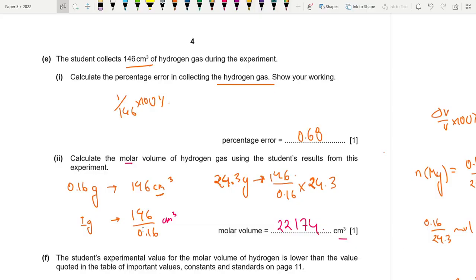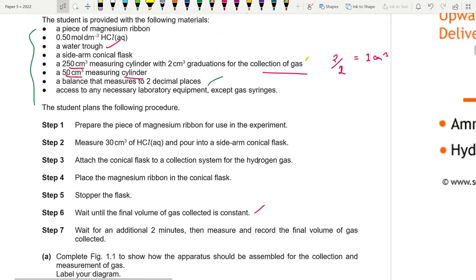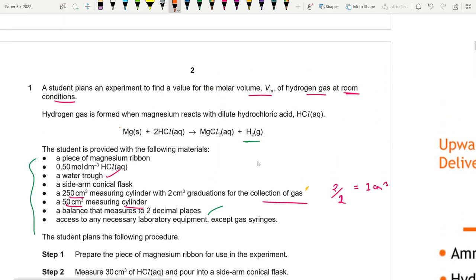From the experiment, I found out that 0.16 grams gives us 146. So 1 gram gives us this much. And the Ar of magnesium, 24.3 grams, or the molar mass of magnesium, gives us a volume of this, the molar volume of hydrogen gas. Why did I use the Ar of magnesium? This is because, check, this is the molar ratio of magnesium and hydrogen. It's actually 1:1. That's why when I use that, it gives us the molar volume of hydrogen, because 1 mole of magnesium, or 24.3 grams of magnesium, gives us 1 mole of hydrogen gas.